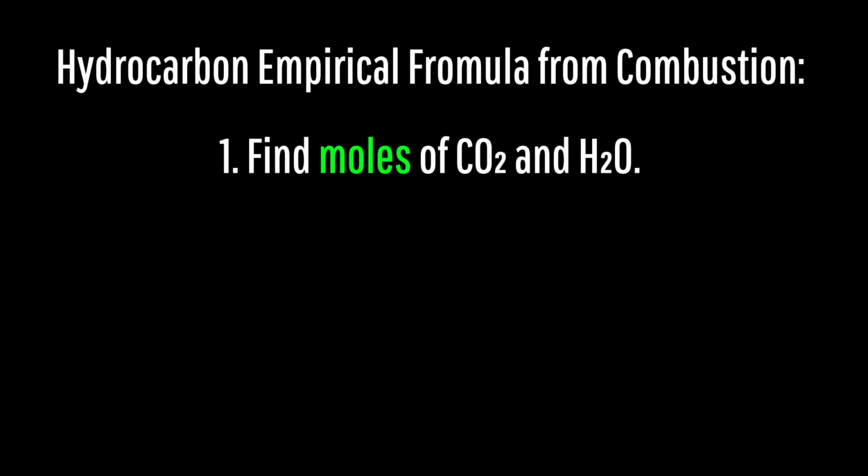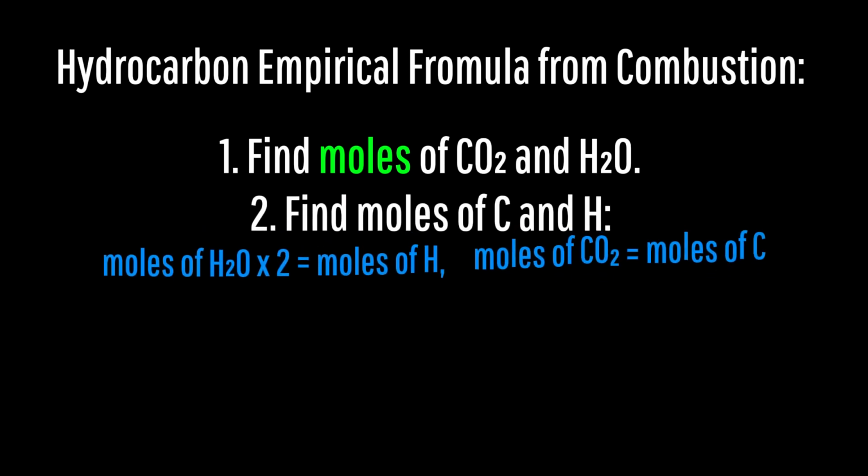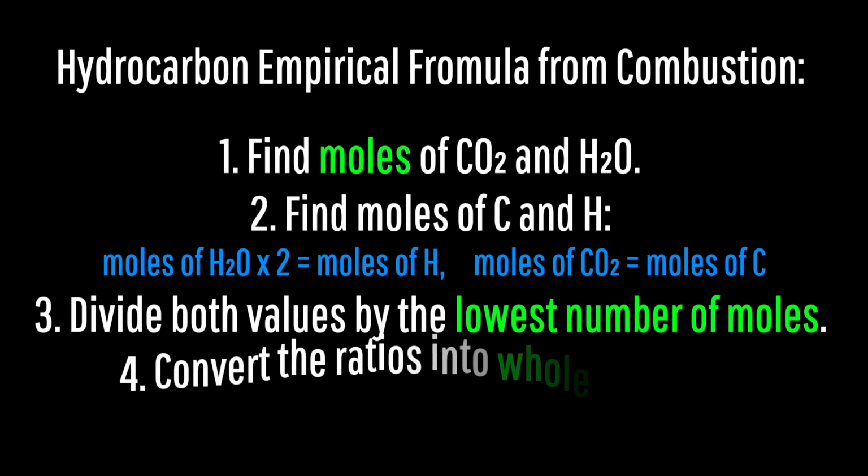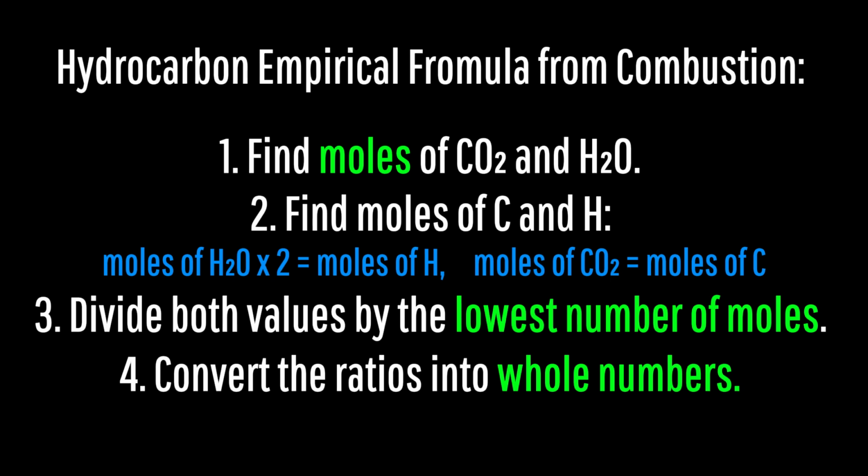From there, you'll find the moles of carbon and hydrogen. Divide both the moles of carbon and hydrogen by the element with the lowest number of moles, and convert the ratios you get for carbon and hydrogen into whole numbers.